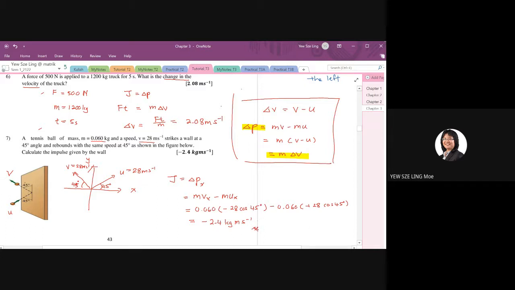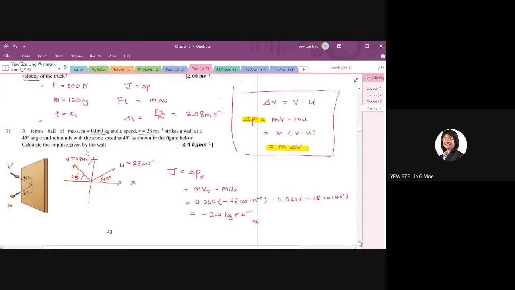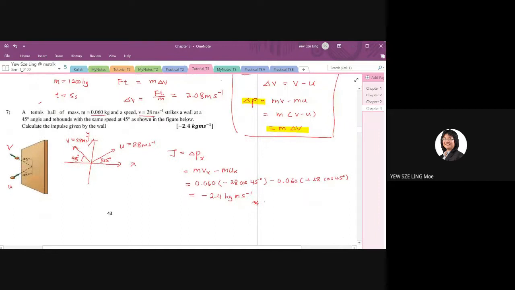For this question, you don't have to calculate the y component, because both of them are heading upwards. The y components cancel with each other, so you need the x component only. So this is question number 7 for you. Again, I give you 2 minutes to write it down. This is a two-dimensional question, so it involves resolving vectors. Remember, you always need to resolve. Since it's a negative value, don't forget to rewrite it in sentence form. So the impulse given by the wall is 2.4 kg m s^-1 to the left.